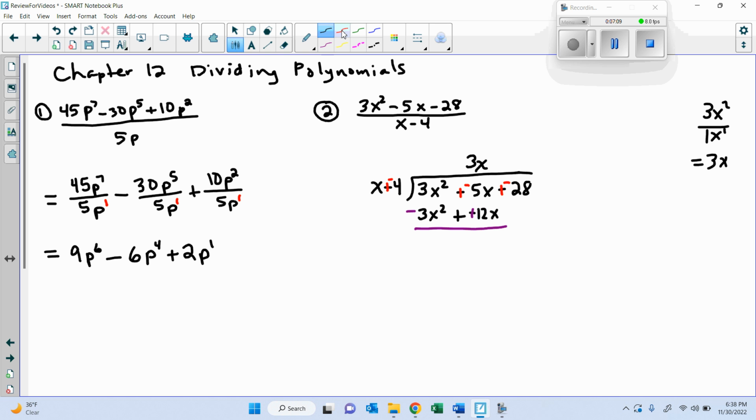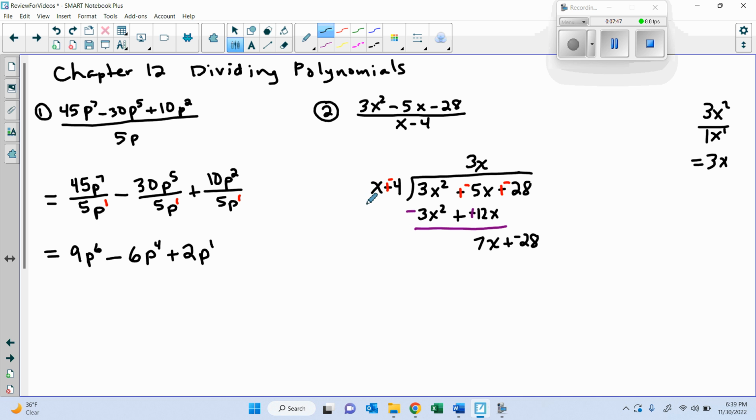And now we just add them together. So I have 3x squared plus a negative 3x squared. And that's 0. And that's what it has to be, or you didn't pick the right thing. So you always want this first one to completely become a 0. Then I'm going to add these two together. So I have negative 5x plus positive 12x. So that's going to be 7x. Then just like normal division, I'm going to bring down my term that's up there, which is a plus negative 28. Then I'm going to do the process again.